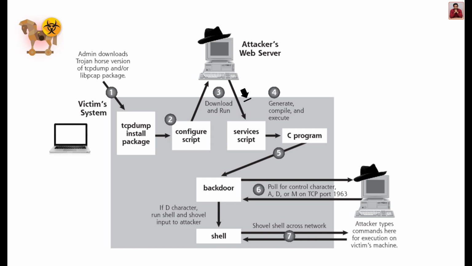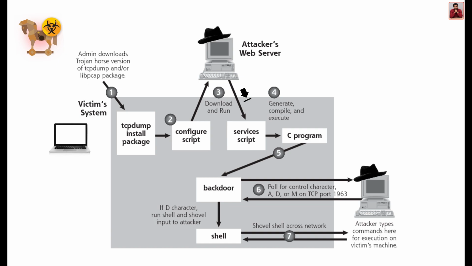Step 3 is a somewhat risky move for the attacker because the victim's machine will send out an HTTP request to the attacker's machine. It is conceivable, although highly unlikely, that an administrator might notice this request on the network and trace it down to a website controlled by the attacker. Still, this web request to download the Services script gives the attacker flexibility.